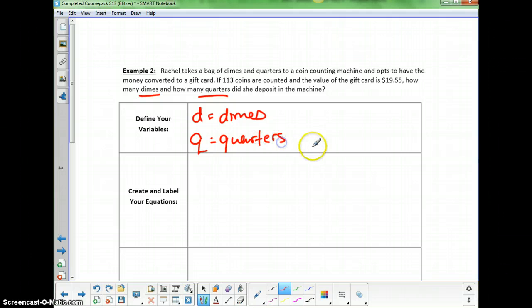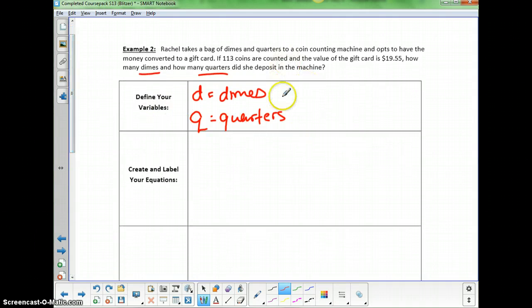Okay, so my two variables are D and Q, and I can determine that those are the two unknowns, the two variables I need, by reading the last line of the problem, the question. How many dimes, how many quarters, the two things I don't know are just going to be my two variables. Let's make an equation. Now there are two equations we're going to make. The first one's going to be based off of the fact that there are 113 coins. So if there are 113 coins, that's just the pure sum of how many dimes and quarters there are. So dimes plus quarters equals 113.